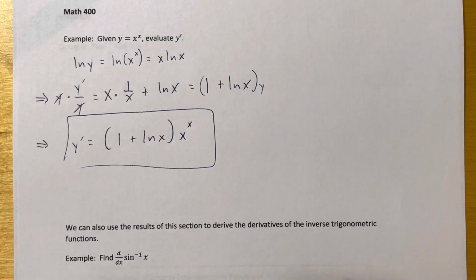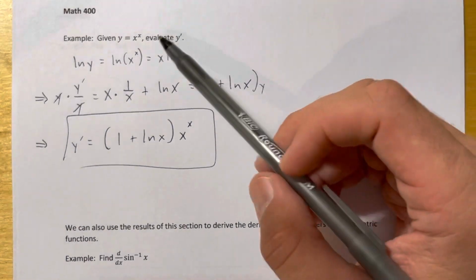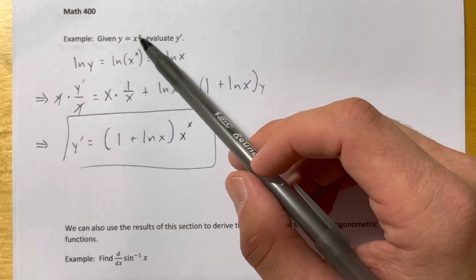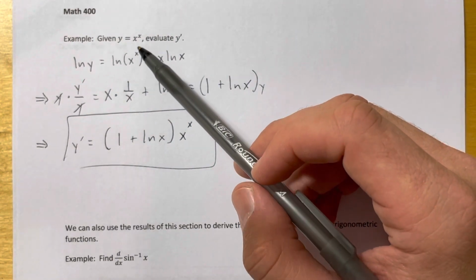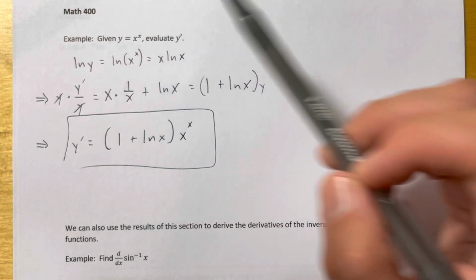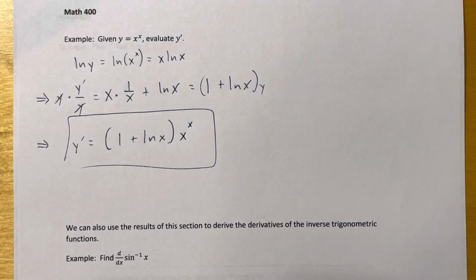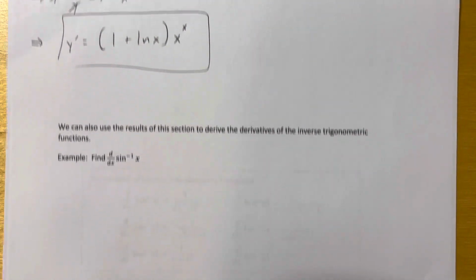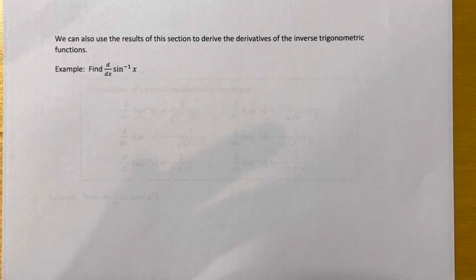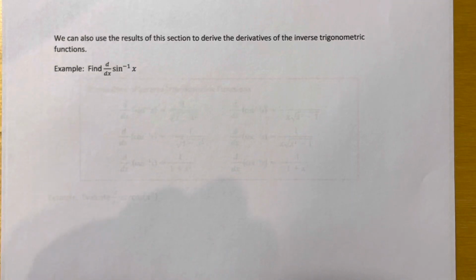There are other examples, I think you have one or two in the homework, where you're dealing with functions that are similar looking to this. I think one of them is like x to the power of root x or something like that. You still need to apply this technique to solve those. Okay? We're now going to move in the direction of finding derivatives of inverse trig functions. And I think we're going to do this starting with part 3.